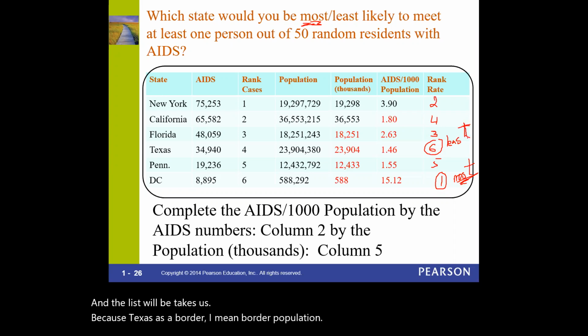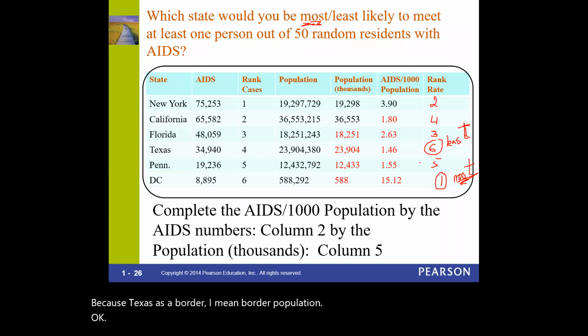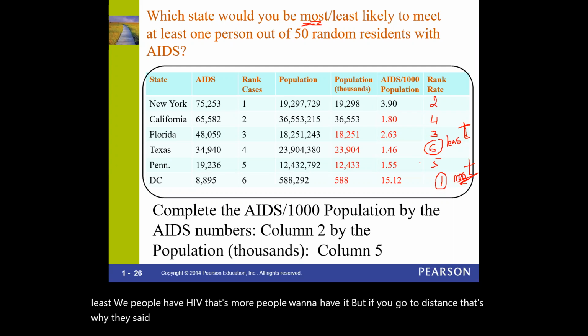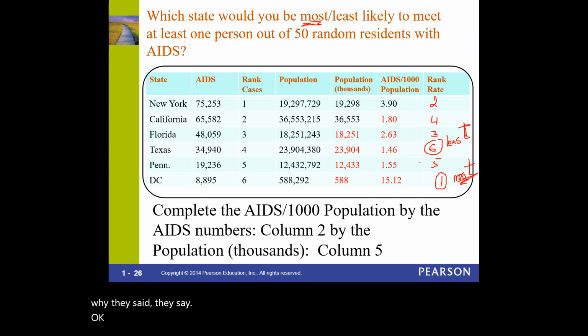Okay. So if you go to Texas, each time you see 50 people, those will be the least people who have HIV. More people won't have it. But if you go to DC, that's what the studies say. Okay, so it doesn't have to be 100% true, but that's what our studies say.